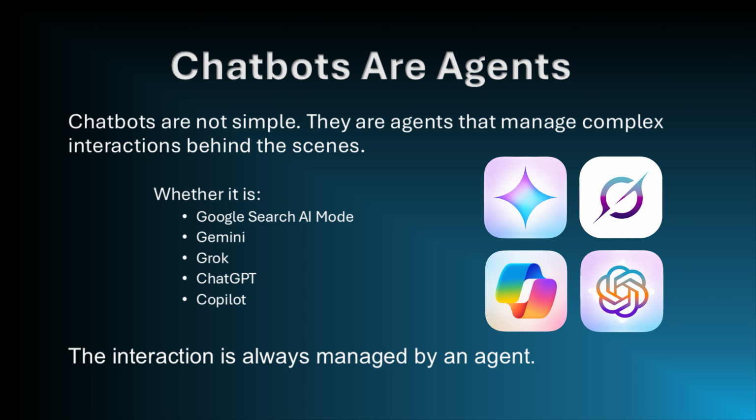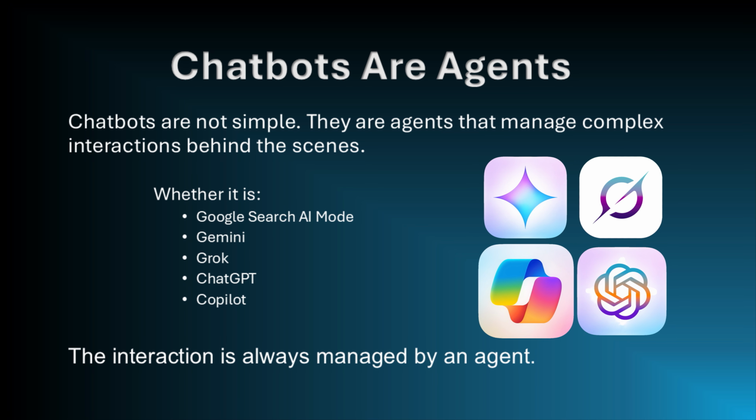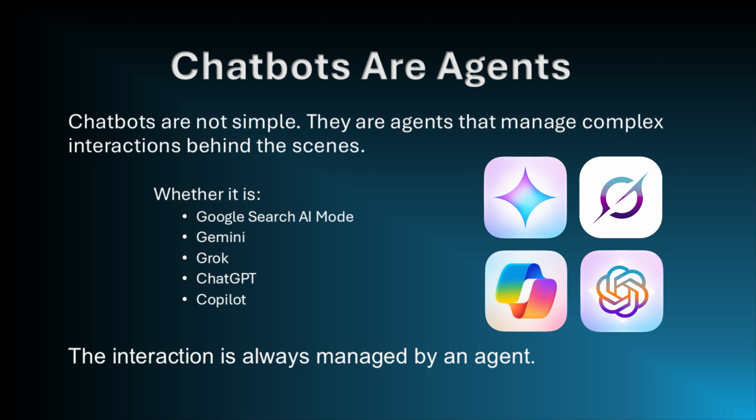Chatbots are not simple. They are agents that manage complex interactions behind the scenes. Whether it's Google Search AI mode, Gemini, Grok, ChatGPT, or Copilot, the interaction is always managed by an agent. You think you're just searching, chatting, or interacting with some giant AI model, but you're not. These agents are deciding what to do next and guiding the conversation for you. Different platforms use different terms, but the underlying behavior is agent-driven.